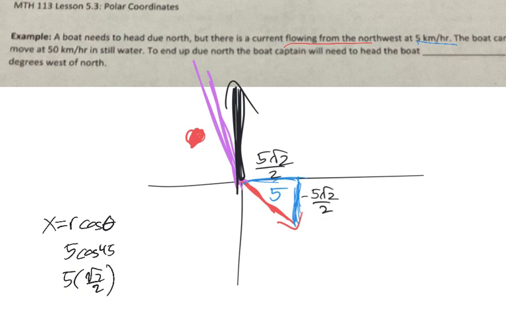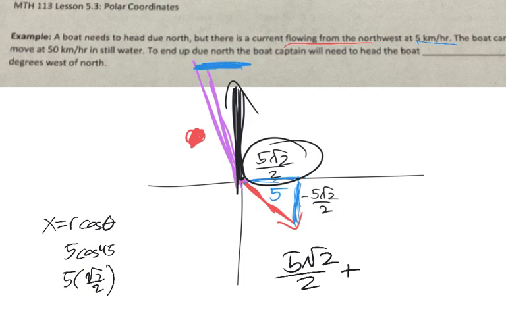Okay, so the point is, the boat is being pushed off of due north by 5 radical 2 over 2, right? To the east. So I need 5 radical 2 over 2 plus however much this x value is going to be. Right? Think about if I made this purple one a triangle.